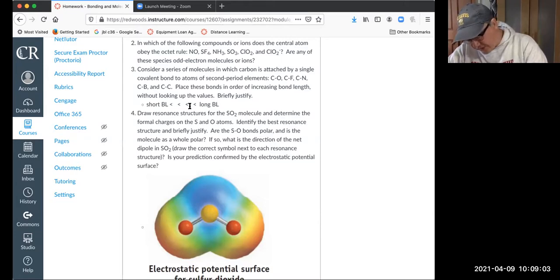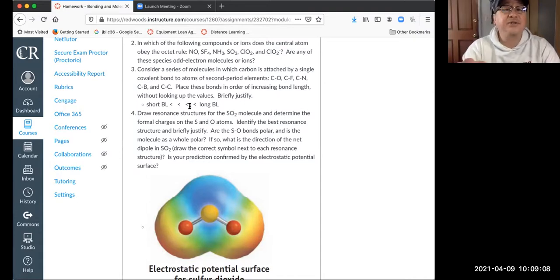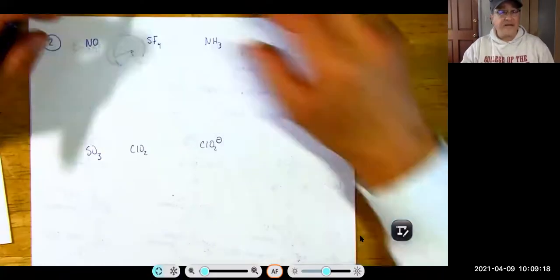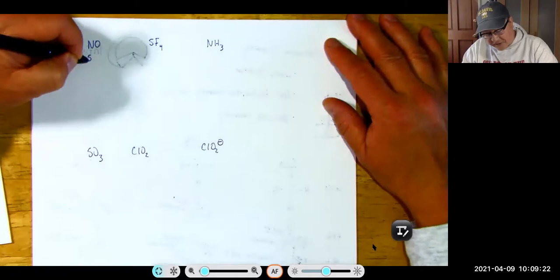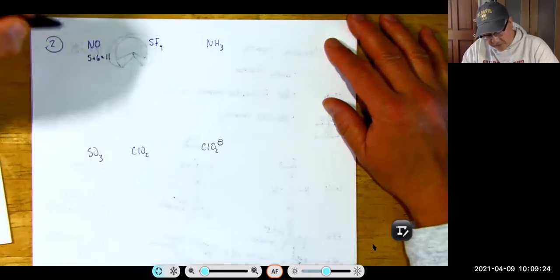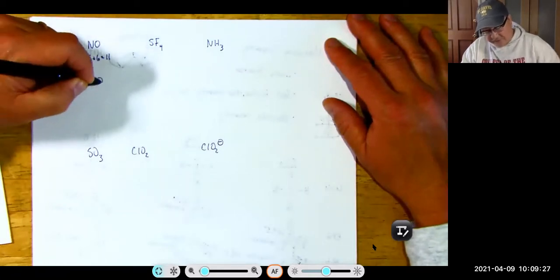It looks like ClO2 is written down twice, but in the second one, it's got a charge. Okay, so I'm going to do a new share here. And you can see that I have written all of the formulas down. So with NO, we've got 5 plus 6 electrons for 11. So this is the way it starts.